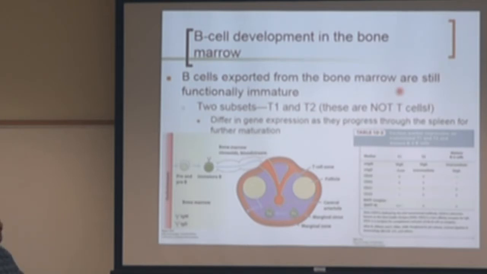They're going to go through the T1, which is still immature, to the T2 stage. Why do we call it T1? These are not T cells. Then why do you call it T1? Because they want to confuse you. That's good.